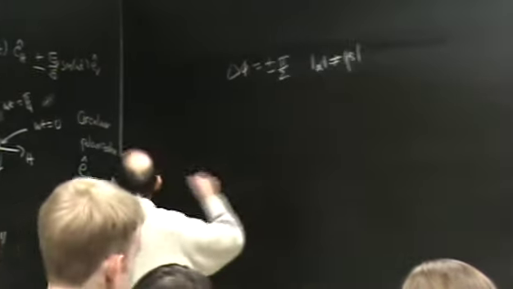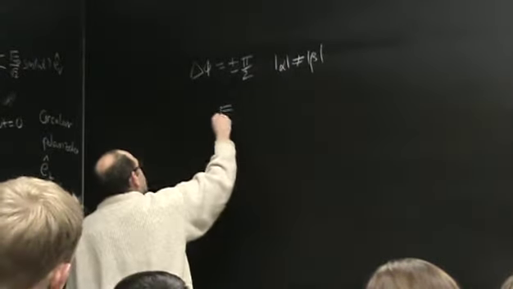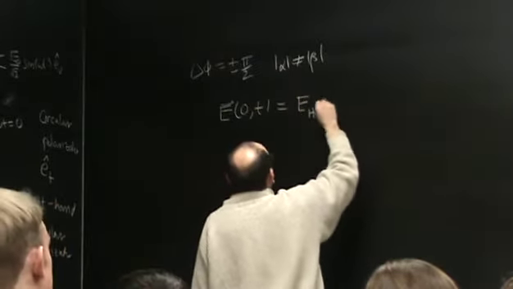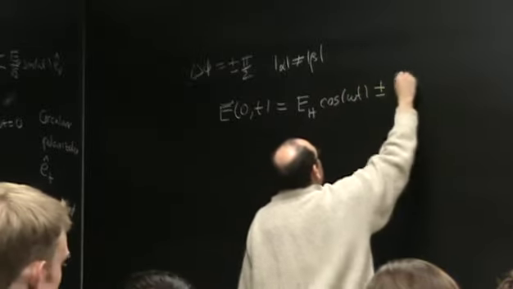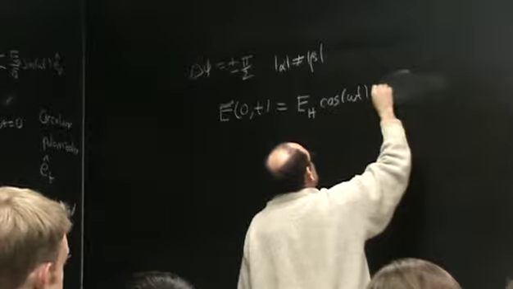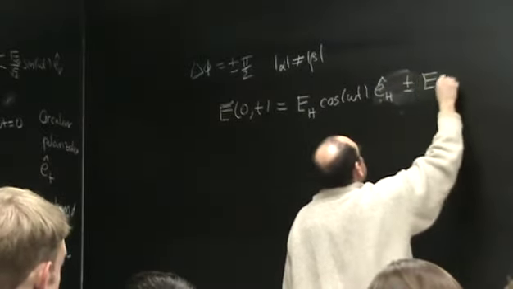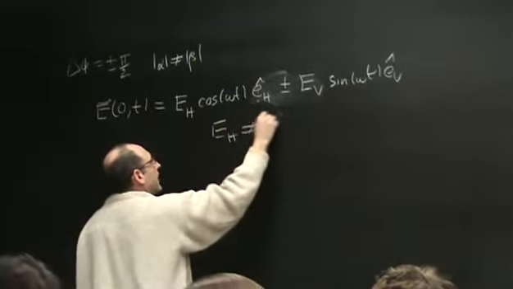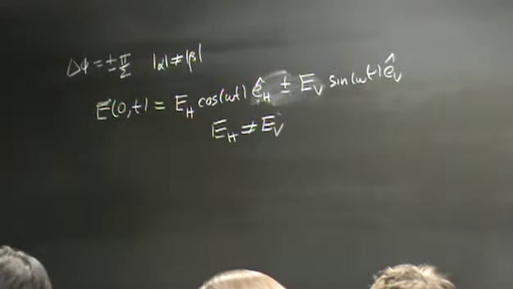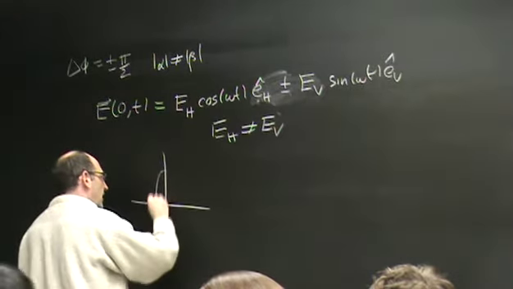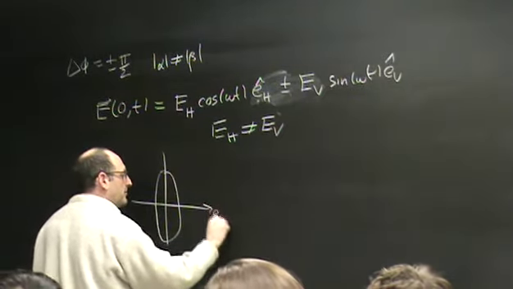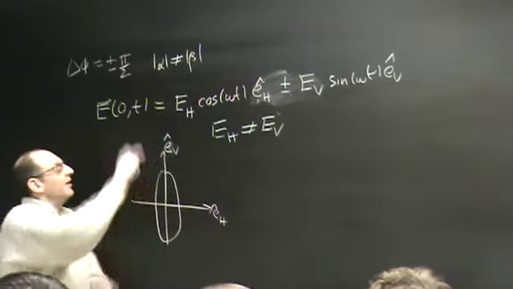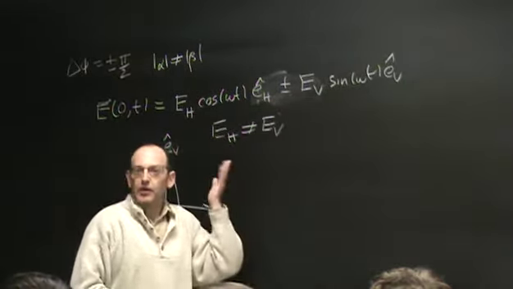Because in that case, if alpha doesn't equal beta, at the origin again, as a function of time, I would have the same kind of function, but with the horizontal and vertical amplitudes not equal. So this curve would be an ellipse, with its major and minor axes along the h and v axes, depending upon which is bigger. In this case, I've made EV bigger than EH.